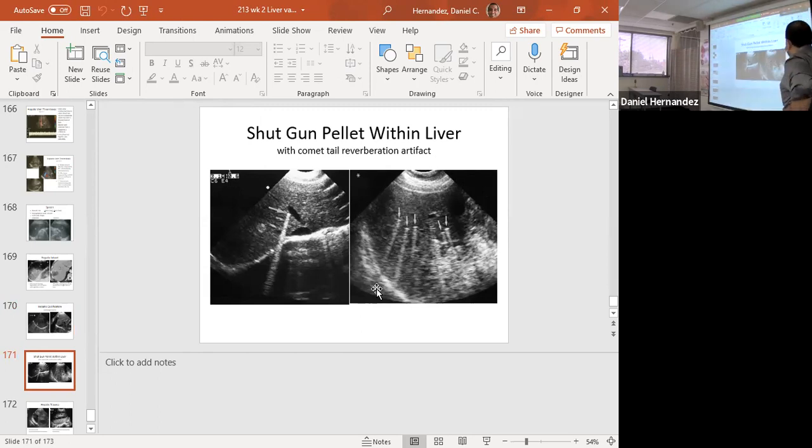So this is actually a picture now of a shotgun pellet within the liver. We have these comet tail reverberation artifacts coming down.